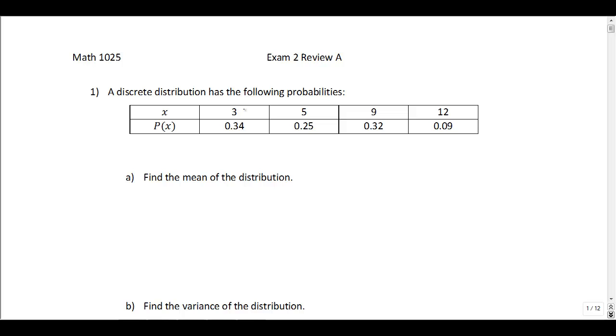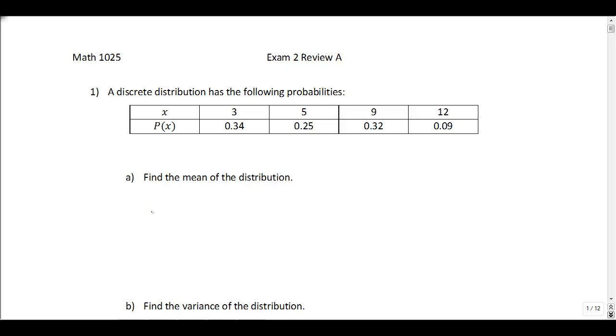Okay, so first question, we have a discrete distribution with the following probabilities. The probability that x is 3 is 0.34. The probability x is 5 is 0.25, x is 9 is 0.32, and x is 12 is 0.09. Now we want to find the mean of the distribution. So we're just trying to figure out how discrete distributions work. One of the ways you can do this is by hand, directly.